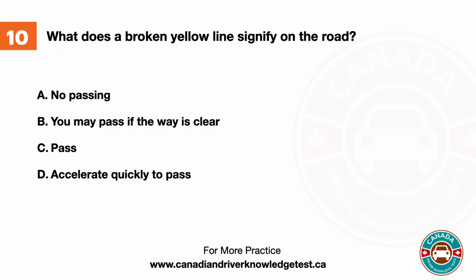Question 10. What does a broken yellow line signify on the road? A. No passing. B. You may pass if the way is clear. C. Pass. D. Accelerate quickly to pass. The answer is B. You may pass if the way is clear.